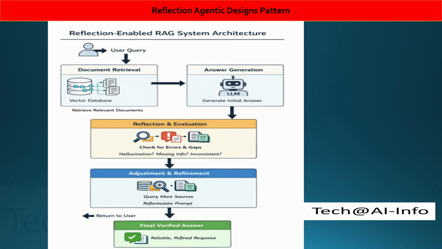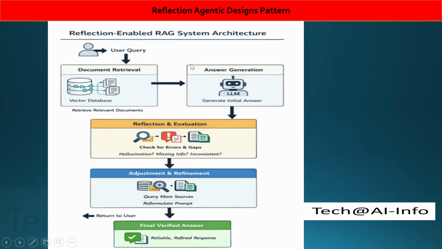So this is the architectural view of the reflection agentic design pattern: the reflection-enabled RAG system architecture. This diagram shows a RAG, retrieval-augmented generation, system enhanced with a reflection agent. Instead of answering in a single pass, the system checks its own answer, fixes problems, and then responds.